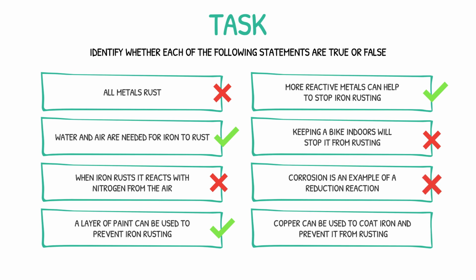Statement 7 is also false. Reduction is the term used to describe the loss of oxygen. When a metal corrodes, the metal reacts with oxygen in the air and therefore gains oxygen. The correct statement should read that corrosion is an example of an oxidation reaction. And finally, statement 8 is false. Copper metal is less reactive than iron, therefore it cannot be used to prevent the rusting of iron. A more reactive metal, such as sodium or aluminium, must be used for this method of rust prevention to be successful.